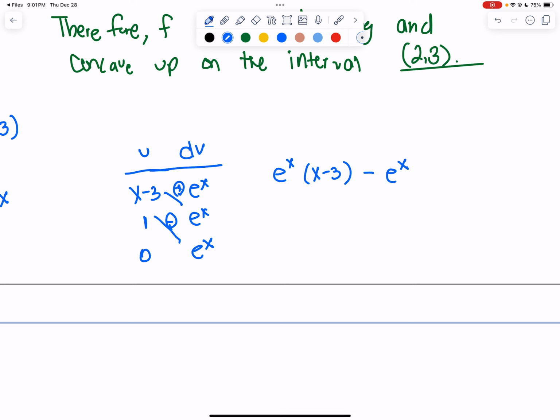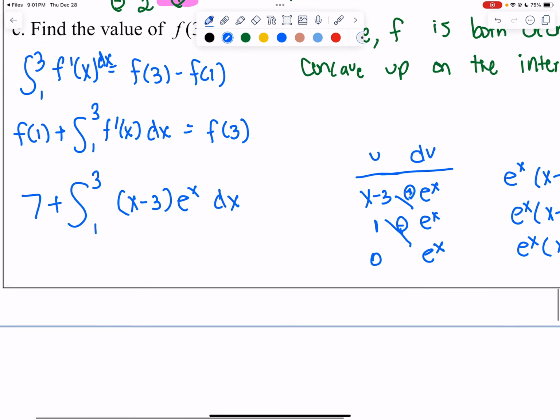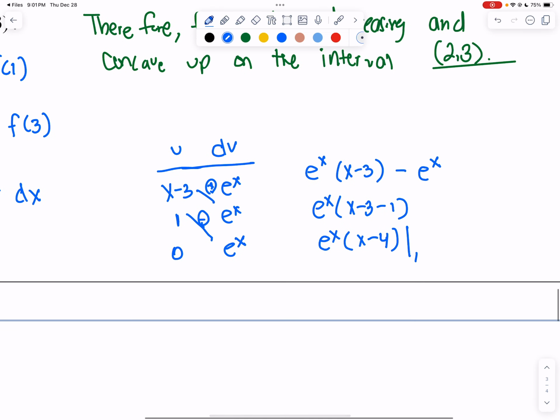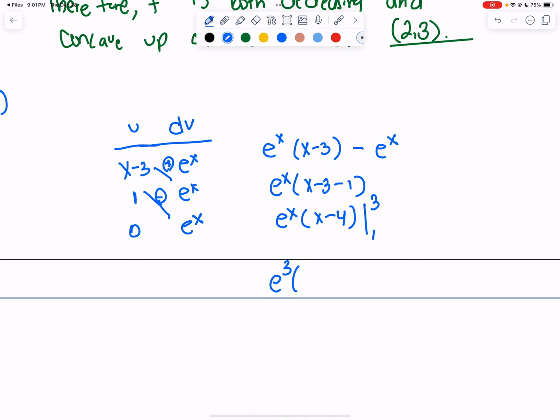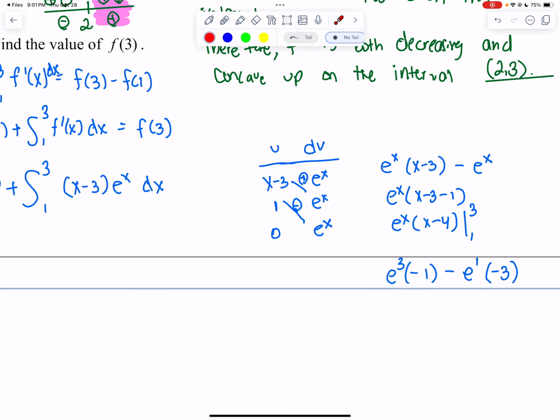Now, this is the part where your algebra skills need to come in. Okay, factor this. Make it pretty. Notice how I factored out e to the x, and that gave me e to the x times x minus 4, and my bounds are from 1 to 3. So now I have e to the third power times 3 minus 4, which is negative 1, minus e to the first power times 1 minus 4, which is negative 3, and that is my answer for my integral.